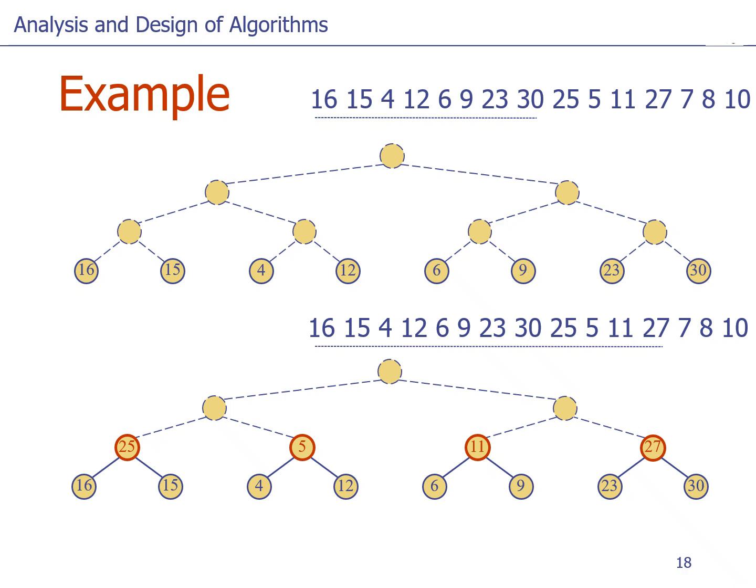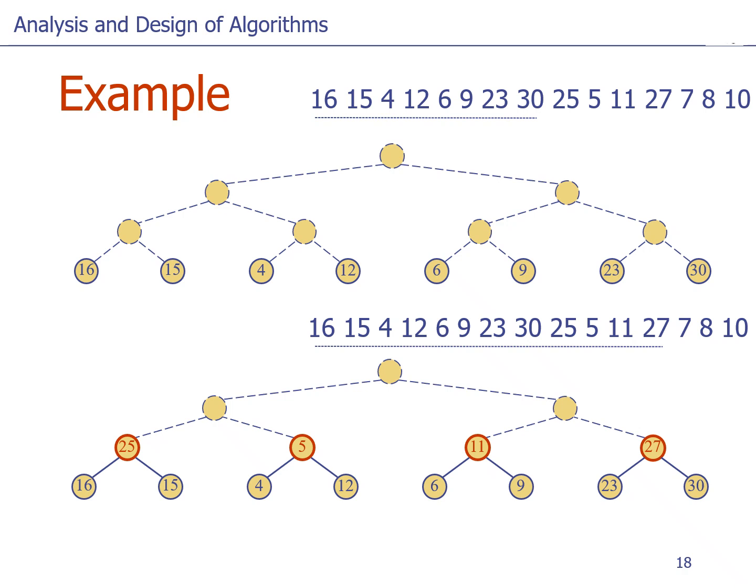So once I see a new value like the 25 that comes afterward, I will still put it as the parent of 16 and 15, and the 5 will be the parent of 4 and 12, 11 will be the parent of 6 and 9, 27 will be the parent of 20, 30, 23 and 30. But I can't just do that and stop, because I could have a violation of the heap order property.